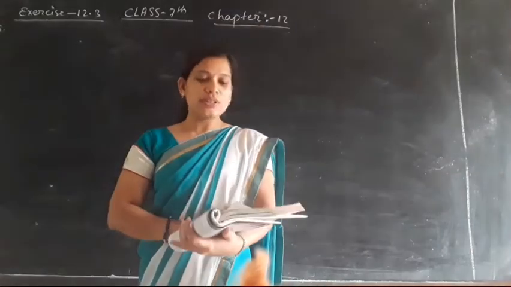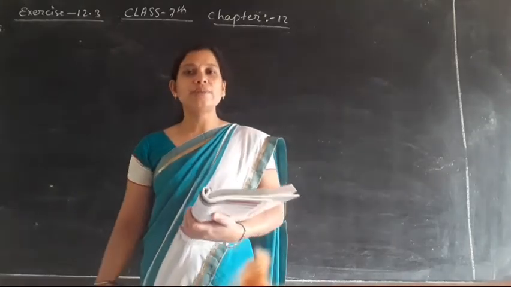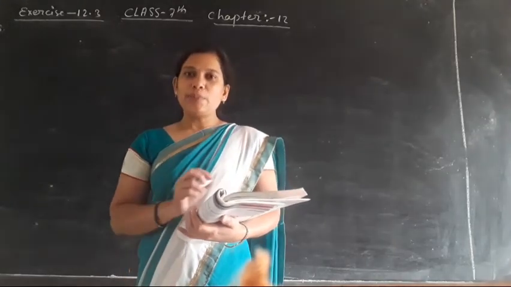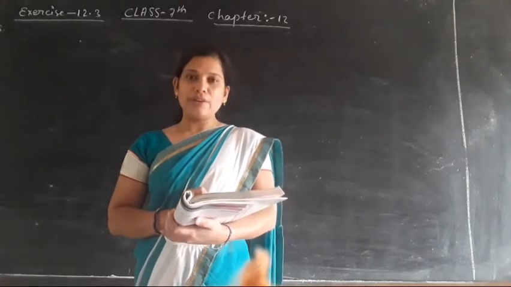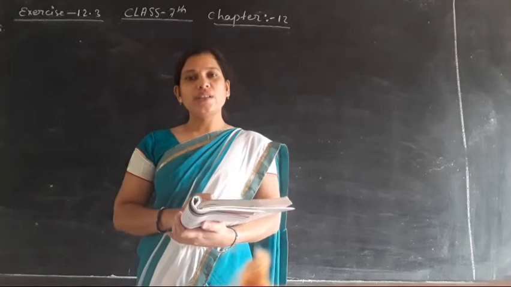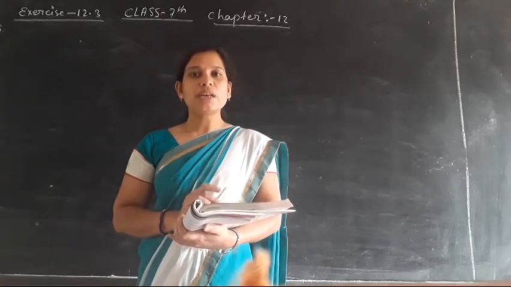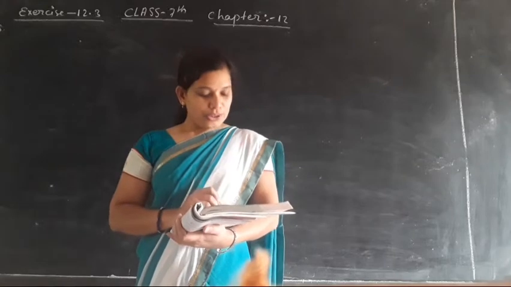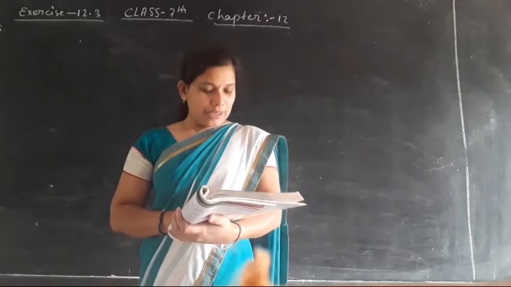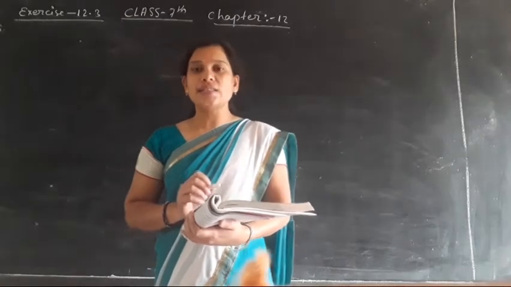Here we are going to see exercise 12.3, question number 6. In the previous video, we had completed 12.3 up to question numbers 1 to 5, isn't it? So here we are going to continue exercise 12.3, chapter number 12, algebraic expressions from class 7th NCERT. So what does question number 6 say? Simplify the expressions and find its value if x is equal to 2.